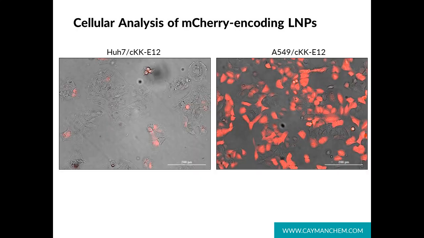That being said, the data from the newer ionizable lipid CKKE12 are striking, as shown in these comparative images of lung cells on the right and liver cells on the left. The mCherry expression is dramatically more intense in the lung cells than the liver cells. These data support the idea that this lipid holds promise with respect to targeting tissues other than the liver for gene expression with LNPs.